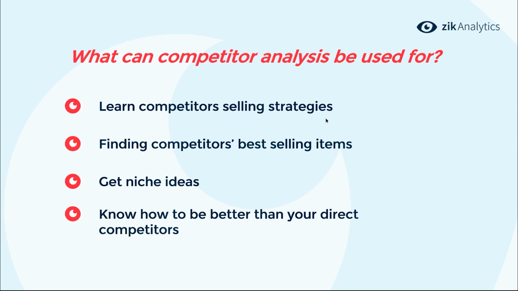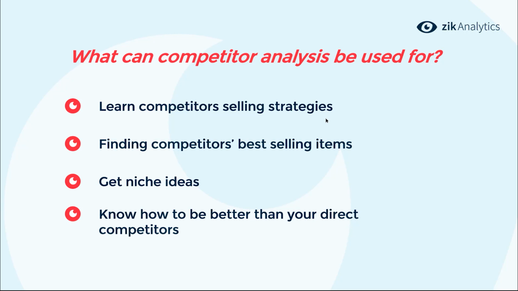Then, finding competitors' best-selling items. By using the competitor research tool of ZIK Analytics, we can first see who is the best competitor. We can see the performance of every competitor, and we can also see his best-selling items in the last 30 days, 21 days, 14 days, or 7 days. And if you can see what his best-selling items are, you can find your own best-selling items.